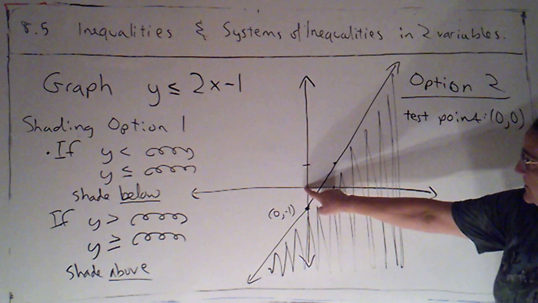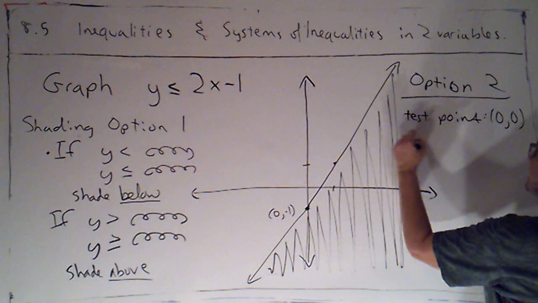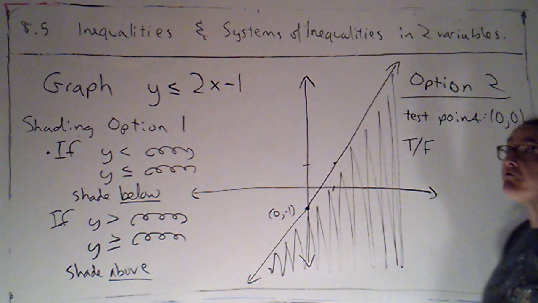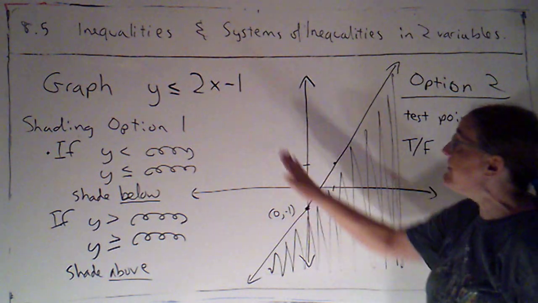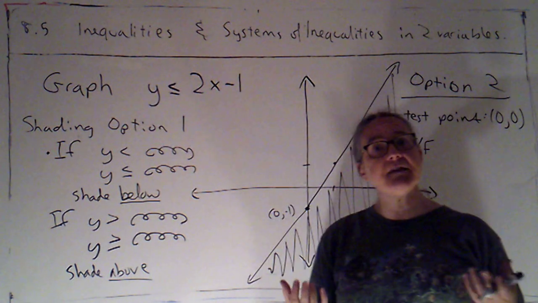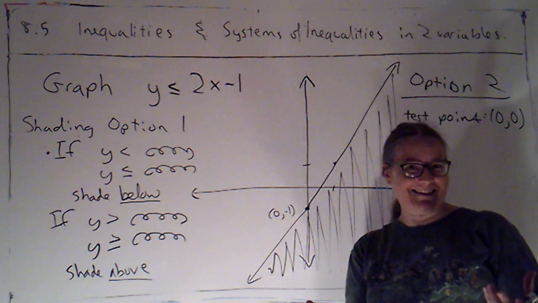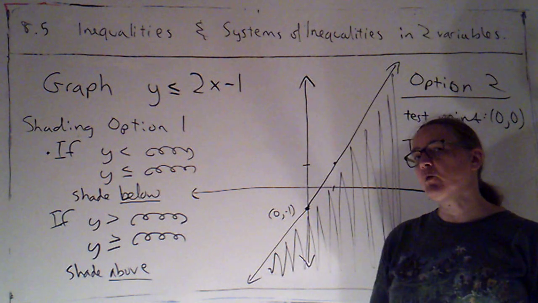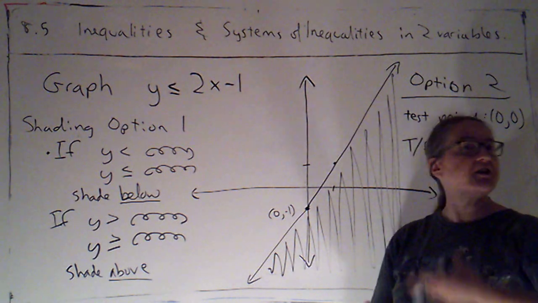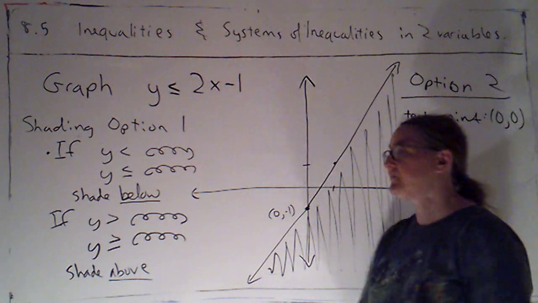So I'm going to pick 0, 0. Notice that's on this side. Okay. And then I'm basically going to ask myself a true-false question. If I plug in 0 for x and 0 for y, does it make the inequality true, in which case I would want to shade that side? Or does it make the inequality false, in which case I would not be shading that side, so I'd be shading the other side? Okay.